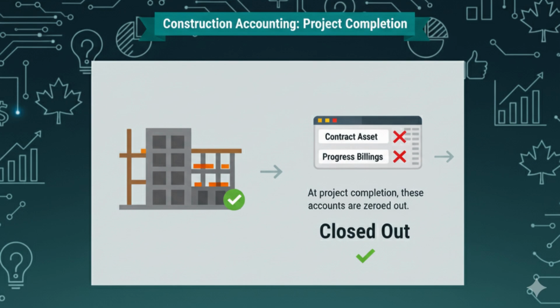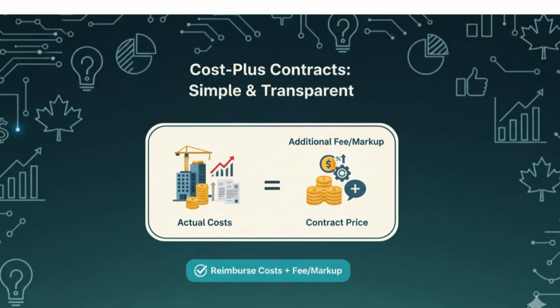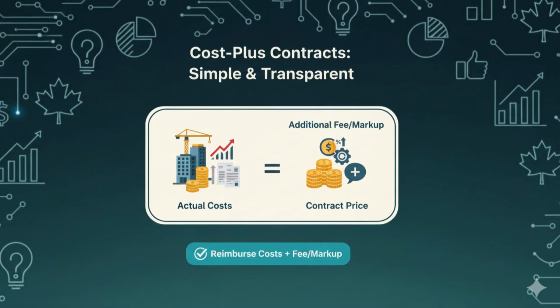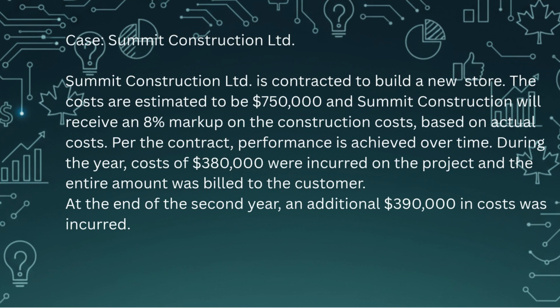Now that we know the mechanics, let's explore the two main types of construction contracts: cost plus and fixed price. A cost plus contract means the customer reimburses actual costs, plus an additional fee or markup. Look at the example of Summit Construction. Estimated costs are $750,000, with an 8% markup.